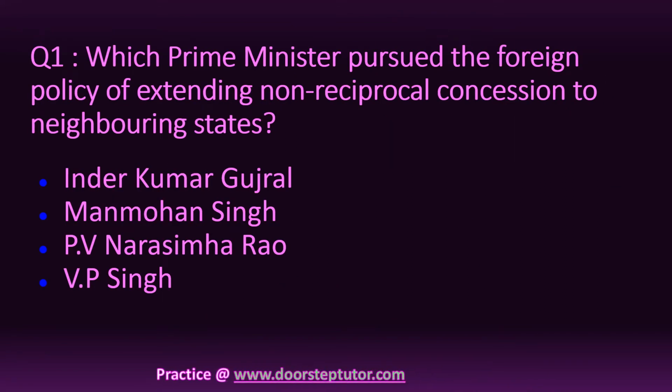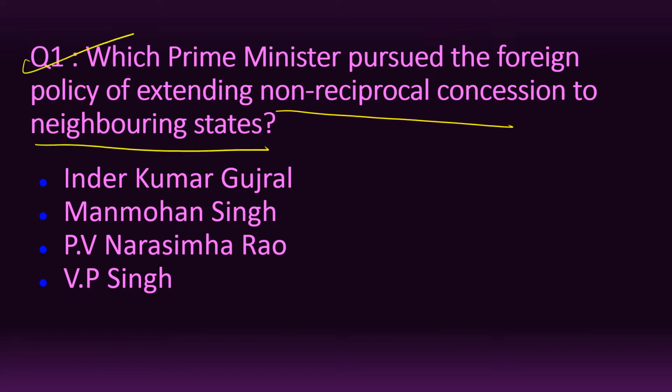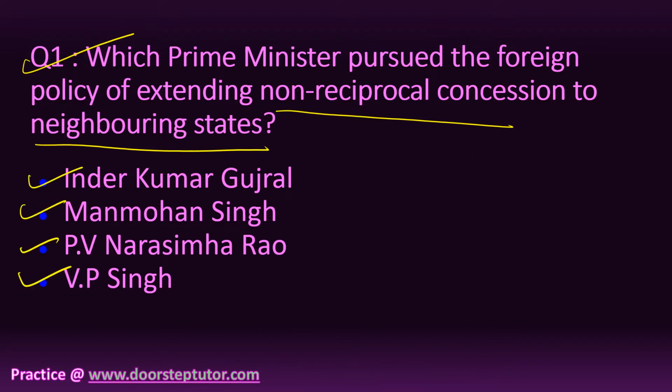The first question that came up was: which prime minister pursued the foreign policy of extending non-reciprocal concessions to neighboring states? The four options given to the candidates were Inder Kumar Gujral, Manmohan Singh, PV Narasimha Rao, and VP Singh. So which prime minister did it? The correct answer for this question is Inder Kumar Gujral. A very simple question to tackle.